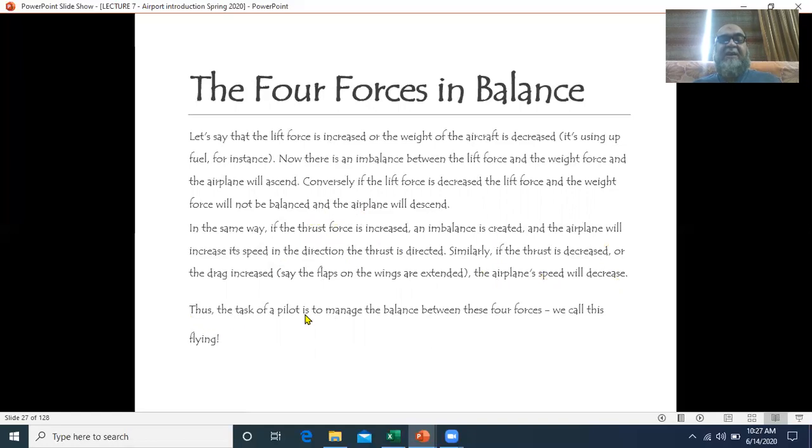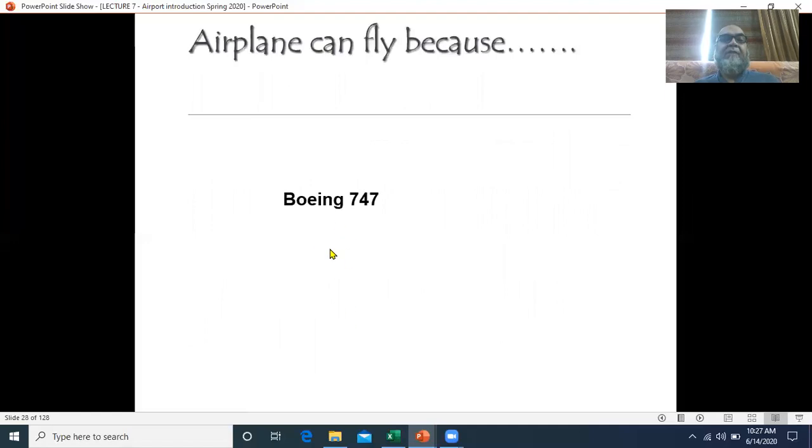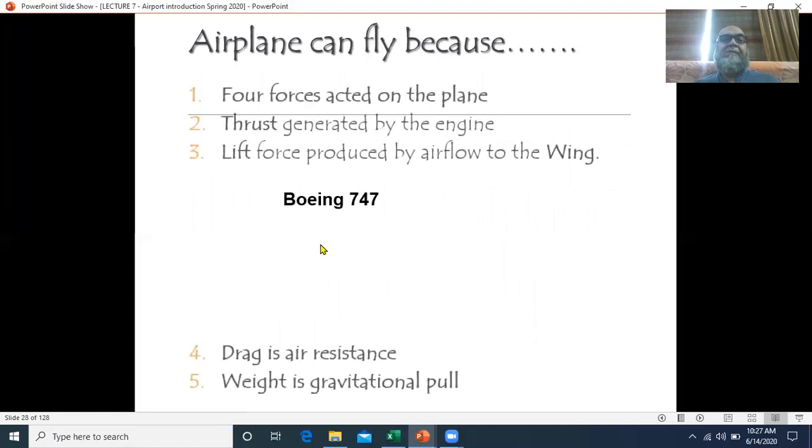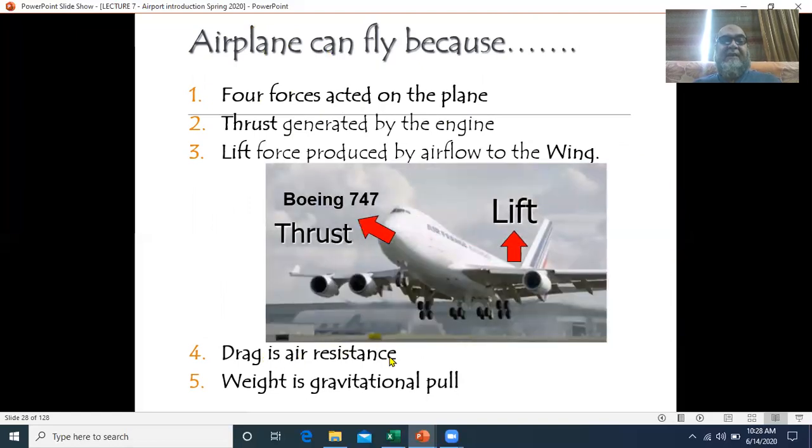Thus the task of the pilot is to manage the balance between these forces. We call this flying. So to summarize, an airplane can fly because of the forces acting on the plane: thrust generated by the engine, lift produced by airflow, drag is the air resistance, and weight is the gravitational pull.